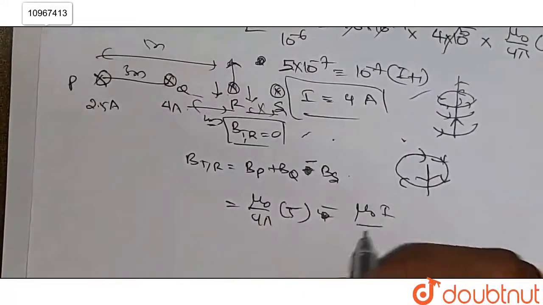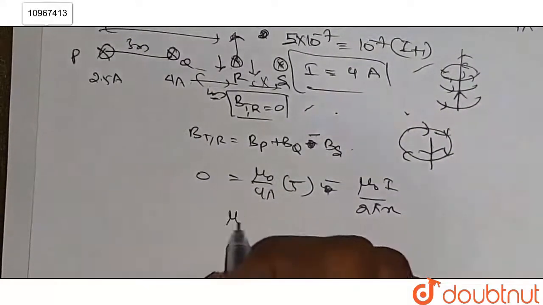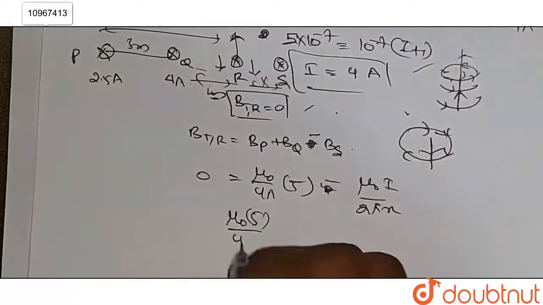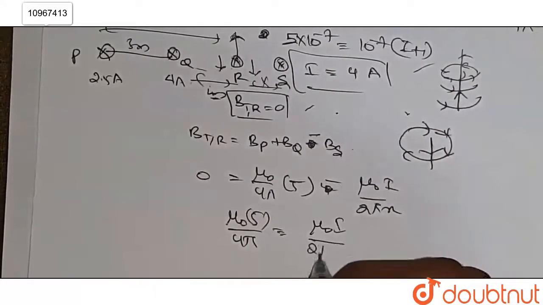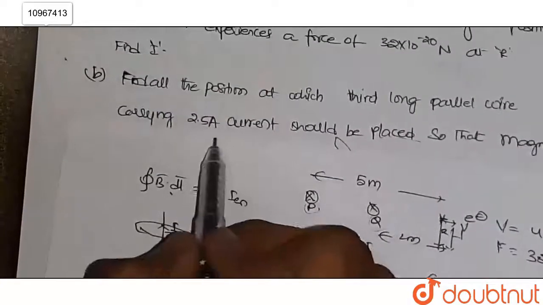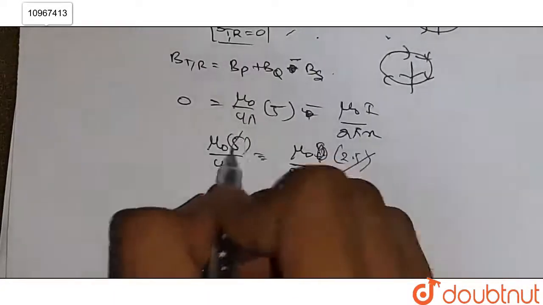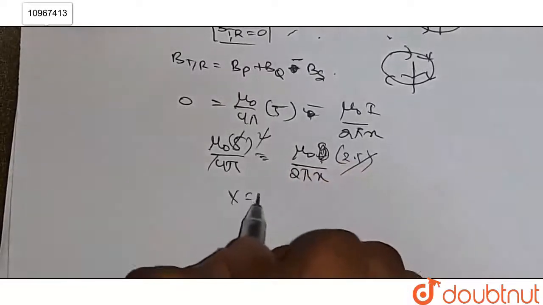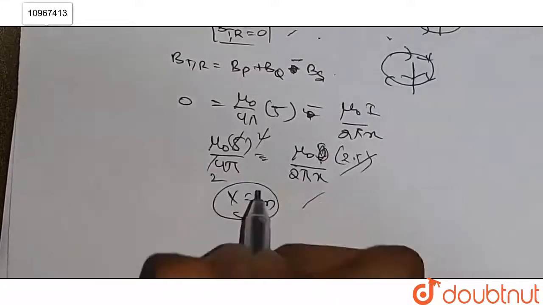Mu naught into I by 2 pi x is equal to 0. Okay, so now mu naught into 5 by 4 pi is equal to mu naught into I by 2 pi x. What is our I here? Look here, 2.5 amperes current. So now this is 2.5, so this is 2. Okay, so x is equal to how much? 1 meter, right? x equal to 1 meter.